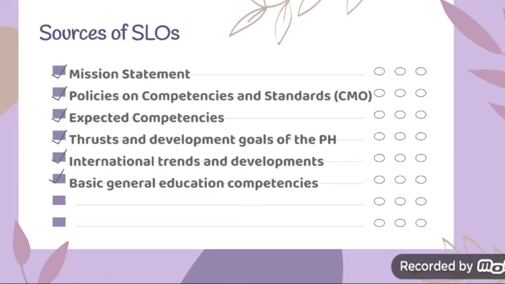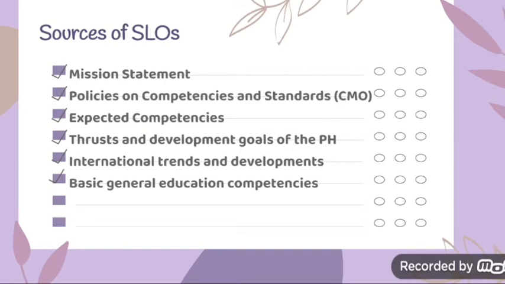And for the last one, which is the basic general education competencies, very necessary, such as the oral and written communications, the scientific and quantitative reasoning ability, the ability to analyze, to synthesize, and even develop creative solutions, which is necessary for the higher order thinking skills.